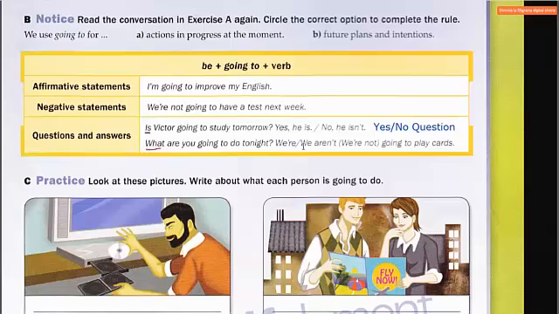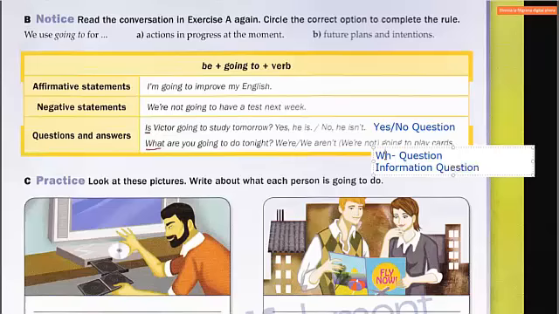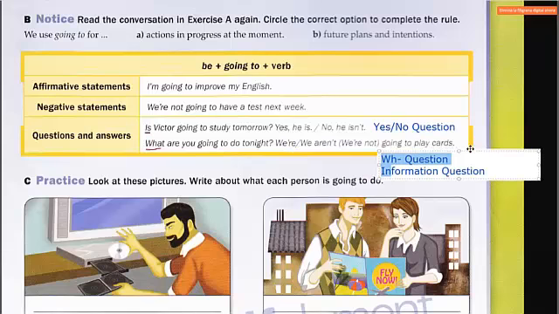And this other type is a WH question, or it is also called an information question. Okay, because you have to give information. You cannot say yes or no here, because what are you going to do tonight? You have to talk about your plans for tonight. Okay, those are the two different questions.